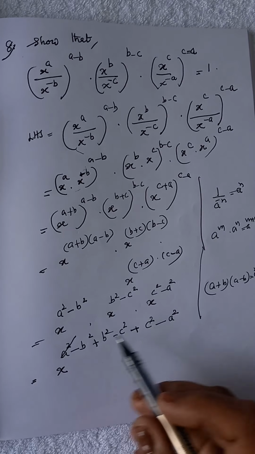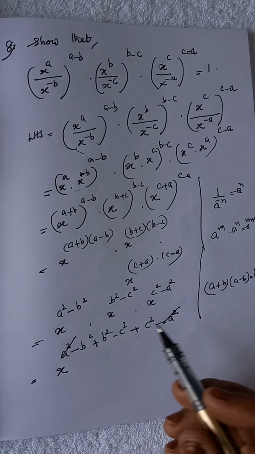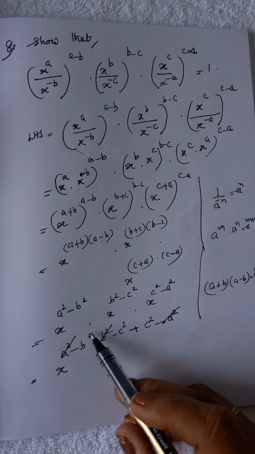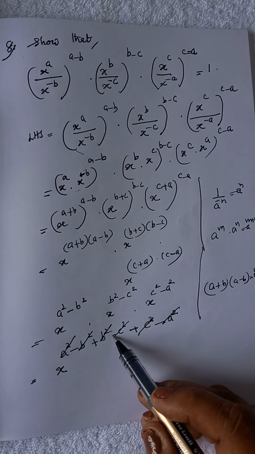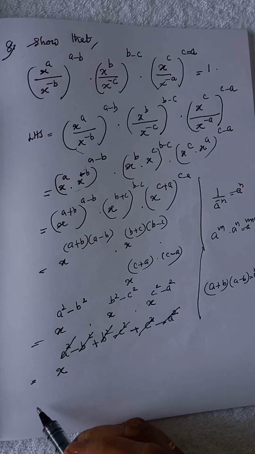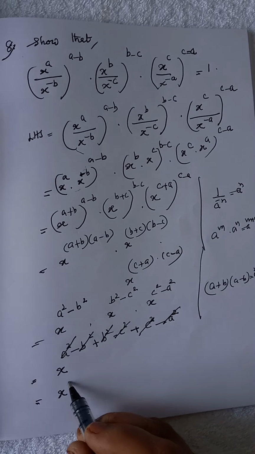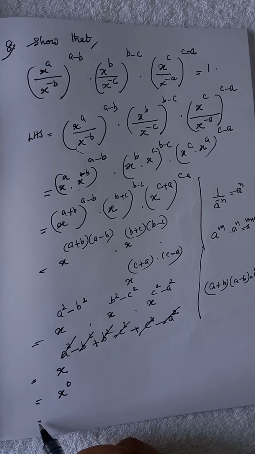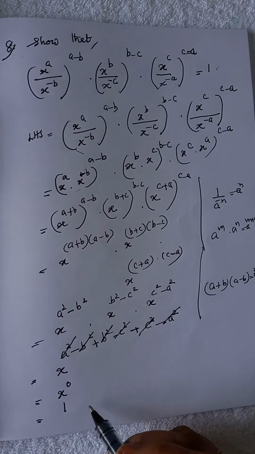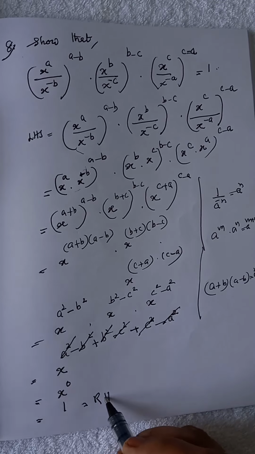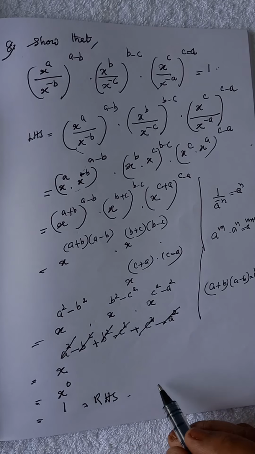Now a raised to 2 and minus a raised to 2 we can cancel. B raised to 2 and minus b raised to 2 we can cancel. C raised to 2 and minus c raised to 2 we can cancel. Then what is remaining? X raised to 0. X raised to 0 we know that as 1. That is the right hand side. That is equal to RHS. Hence proved.